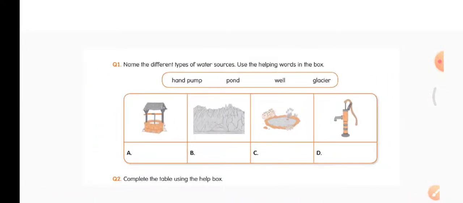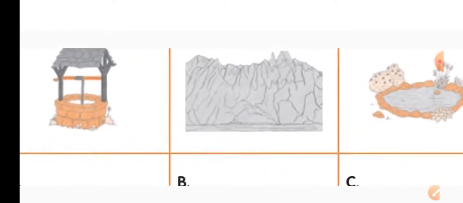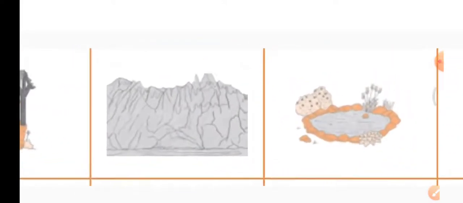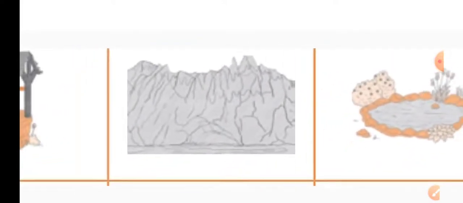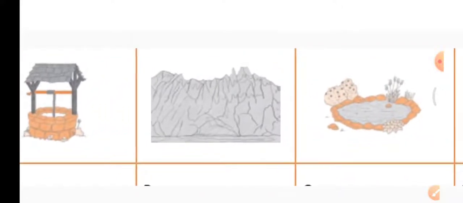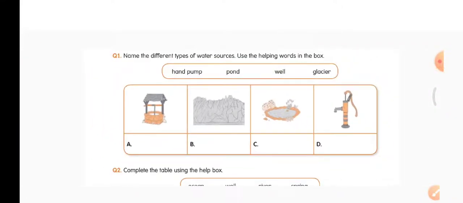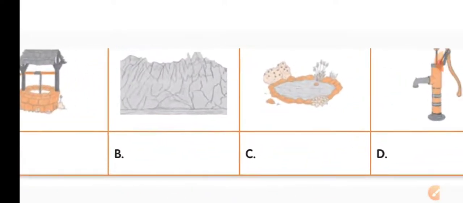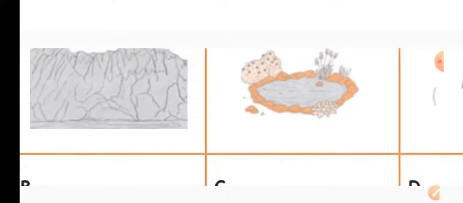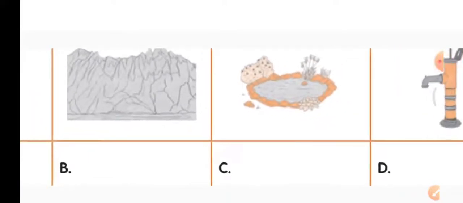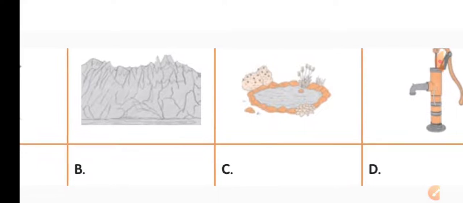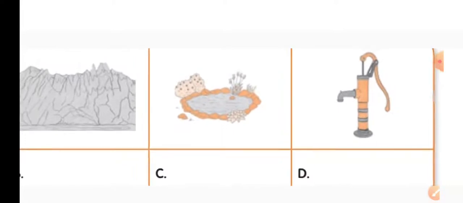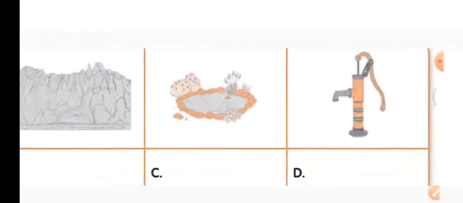So the first picture you can see is a well, W-E-L-L, well. In the second picture you can see a huge, very big mass of ice. So this is a glacier, G-L-A-C-I-E-R, glacier. In the third picture you can see a small water body that is surrounded by land on all sides. So this is a pond, P-O-N-D, pond. C is a pond. Okay, D is a hand pump, right?